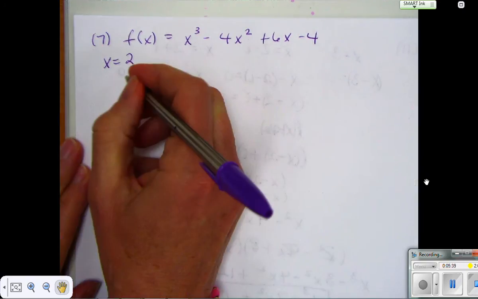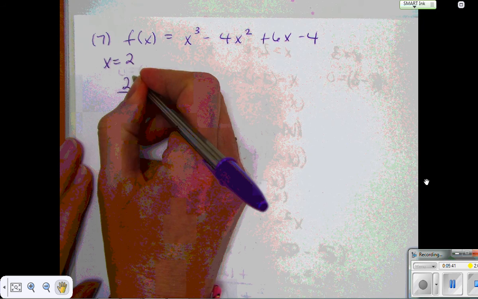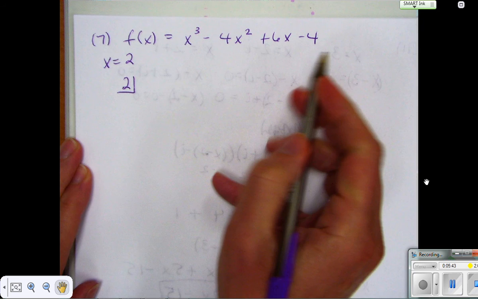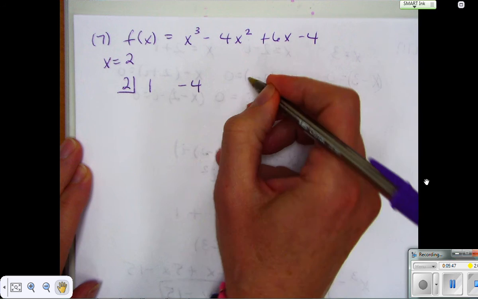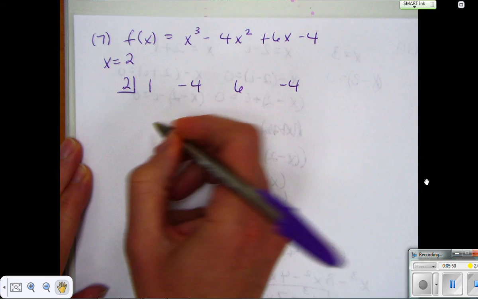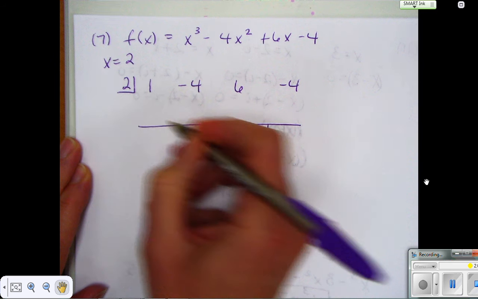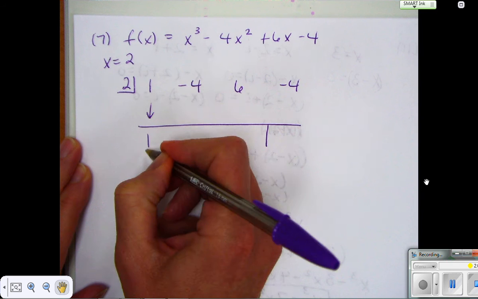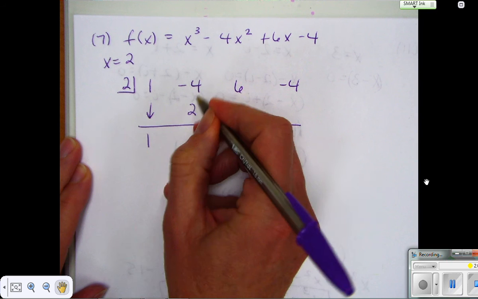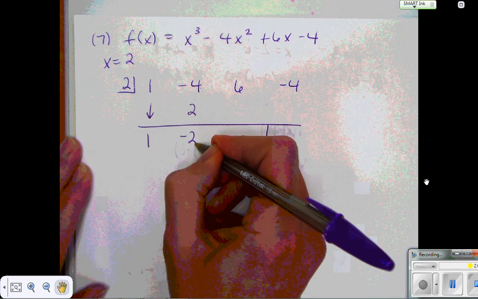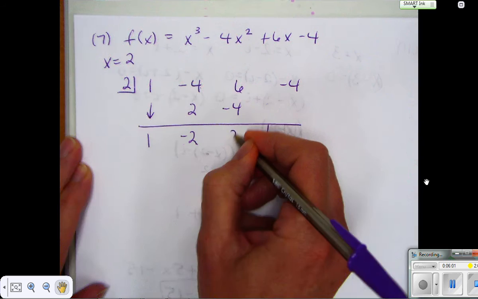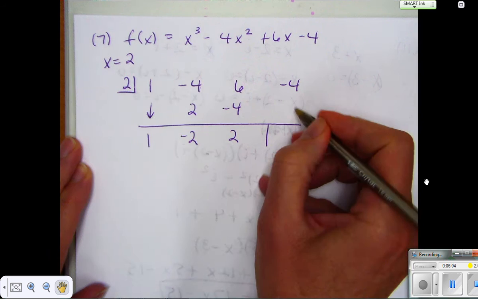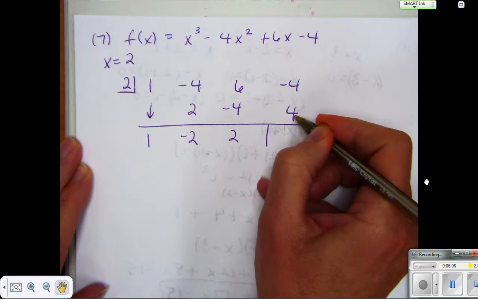So I'm going to use that value to divide into my polynomial and see if I can get my other factors. I don't have to put any zeros in because none of my degrees are being skipped. Bring down my first term, that's 1. 1 times 2 is 2. Add those together, that's negative 2. Negative 2 times 2 is negative 4. Add those together, that's a positive 2. 2 times 2 is 4. Negative 4 plus 4 is 0.